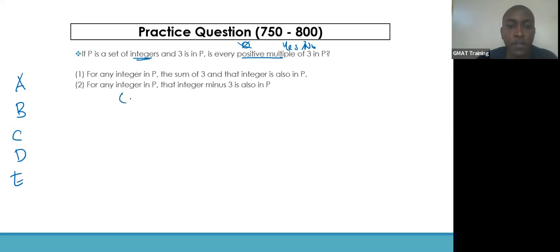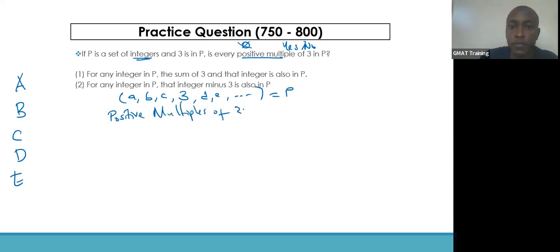We know that P has some values, so we can have A, B, C, but it also has 3, and then D, E, among others, right? This set P. Is every positive multiple of 3 in P? So we need positive multiples of 3. This should be a 3, 6, plus 3 that's 9, plus 3 that's 12, plus 3 that's 15, 18, and so on, like that.